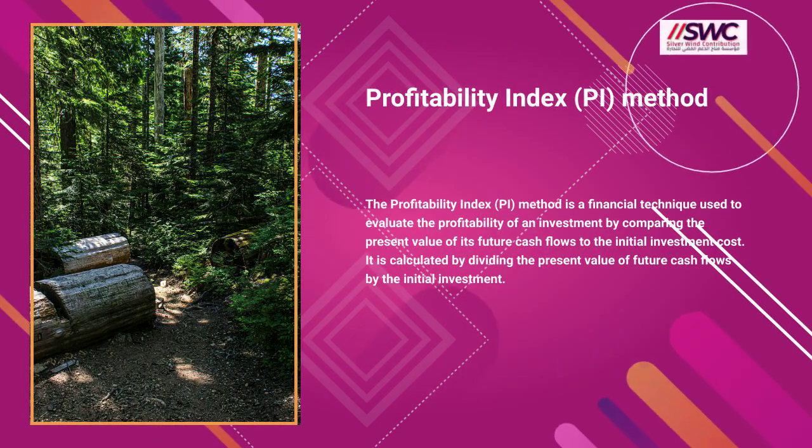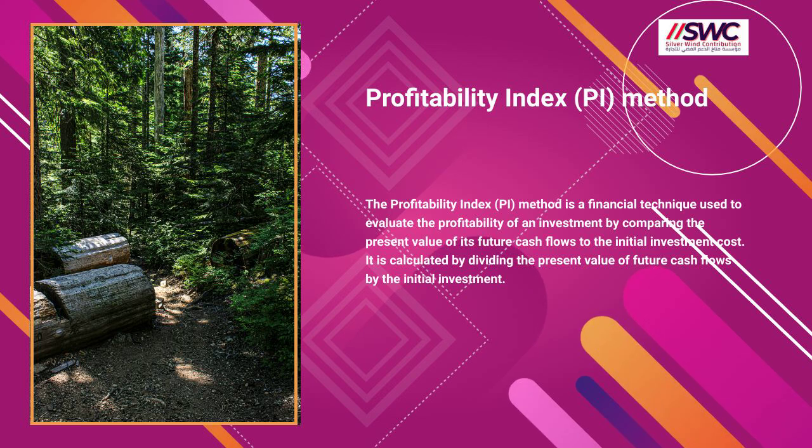Profitability Index (PI) method. The Profitability Index (PI) method is a financial technique used to evaluate the profitability of an investment by comparing the present value of its future cash flows to the initial investment cost. It is calculated by dividing the present value of future cash flows by the initial investment.